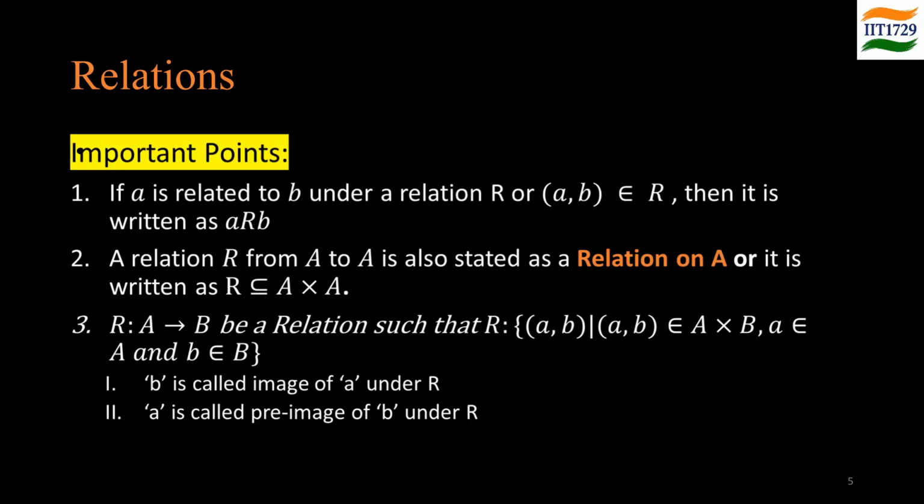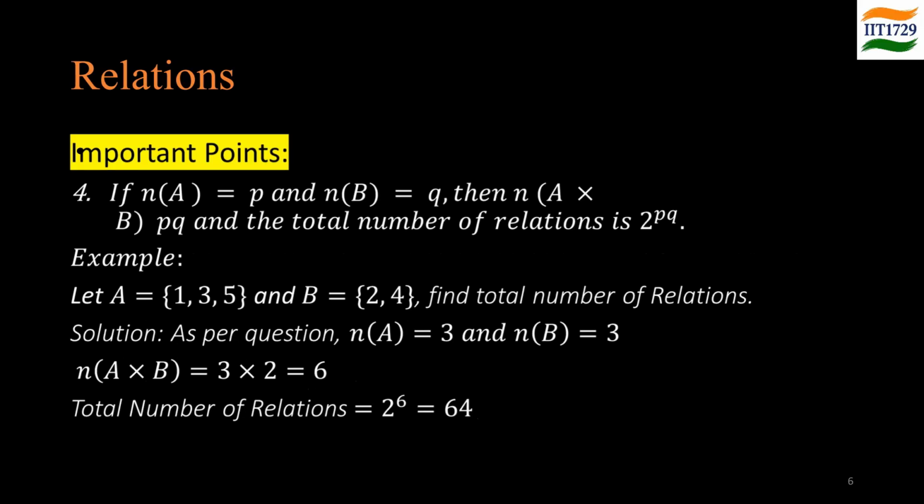How to find the number of relations? If the number of elements in A is P and in B is Q, the total number of possible relations is 2 raised to the power of PQ.